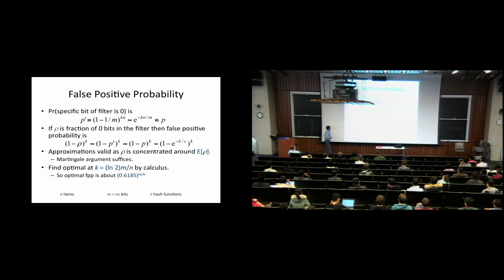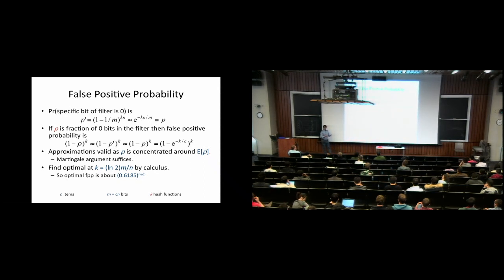Now, p prime is approximately the same as that p-value, e to the minus kn over m, for largish values of n and m. Just an asymptotic approximation, makes things easier to write. And c there is the ratio of m over n, the number of bits per item. And so I get the final expression for the false positive probability right over there.